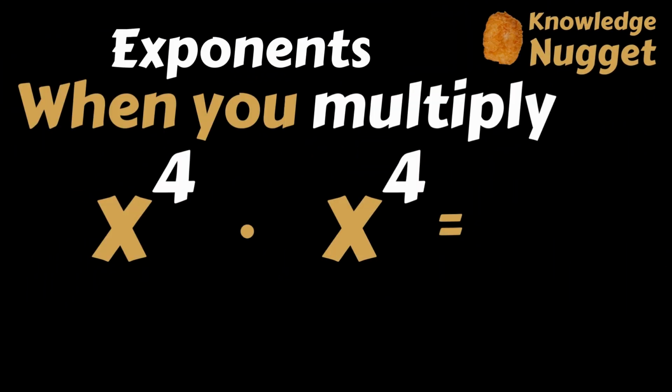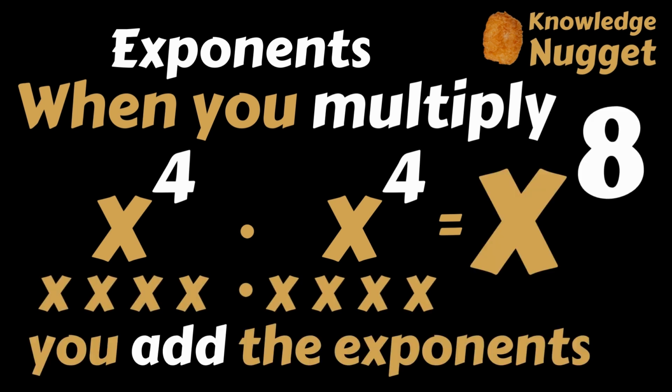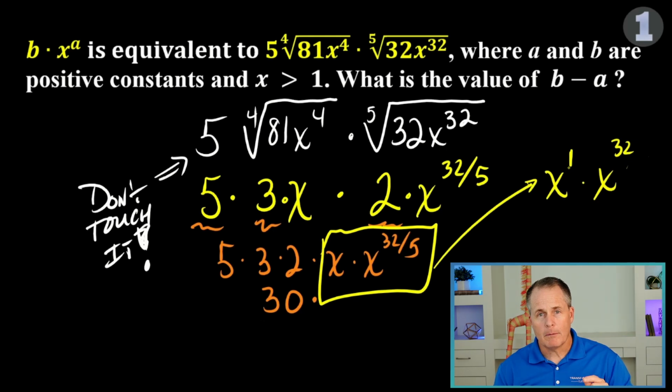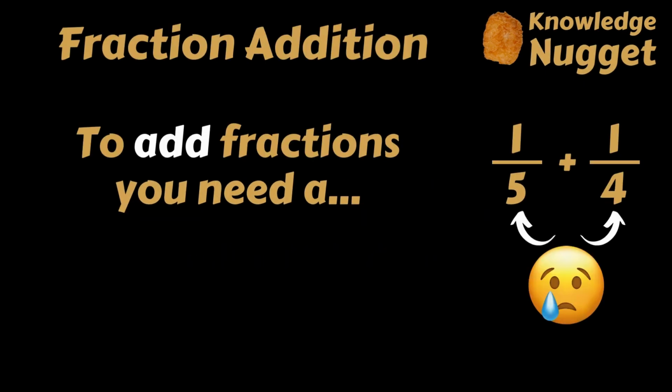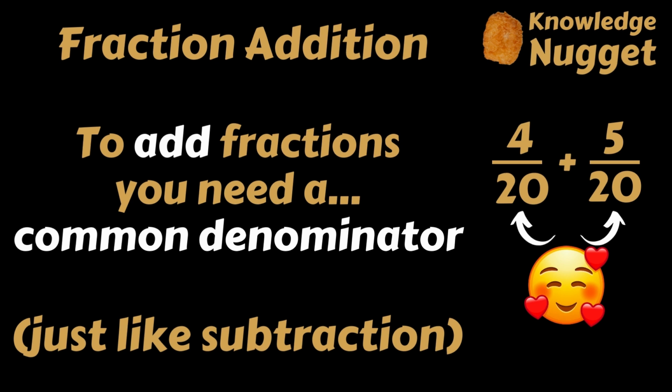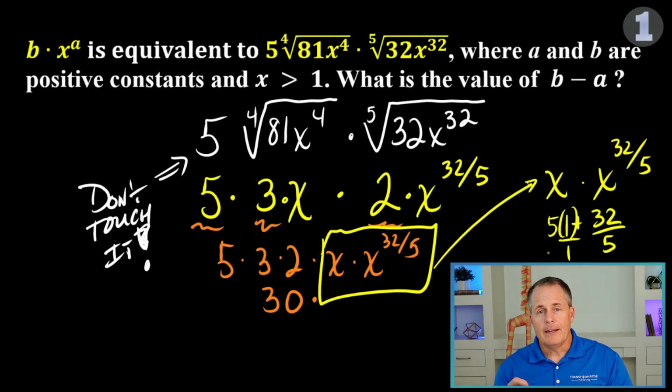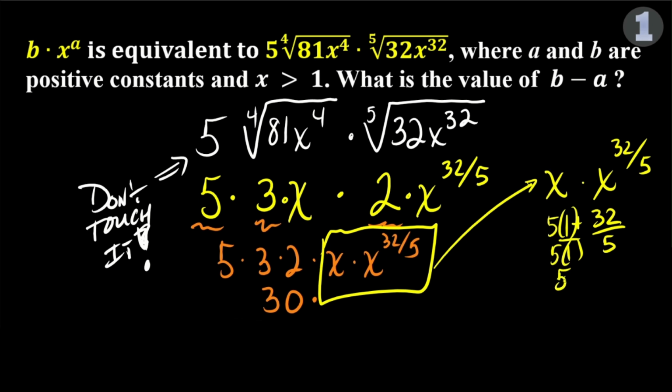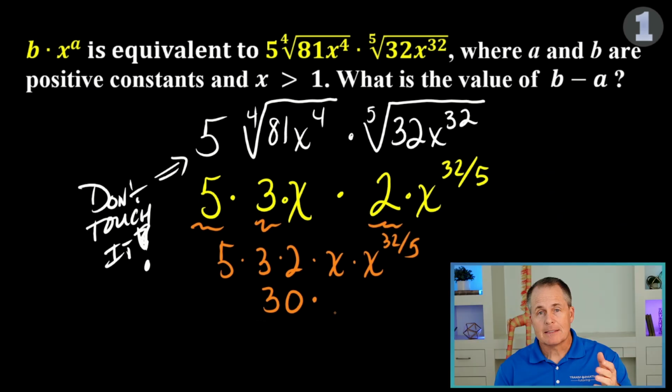The rule is when you multiply, you add the exponents. So it would be 32 plus 1. Of course, this problem is not 1 plus 32. It's 1 plus 32 fifths. Do you remember how to add fractions? If not, you need to see me after class. And you should probably write this down. To add fractions, you need a common denominator. I'm going to slip a 1 under here, get a common denominator of 5, and we have 37 fifths for the final answer.